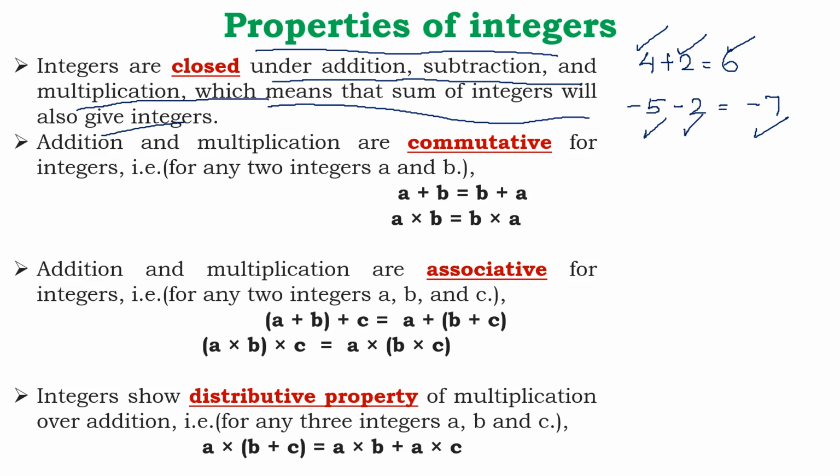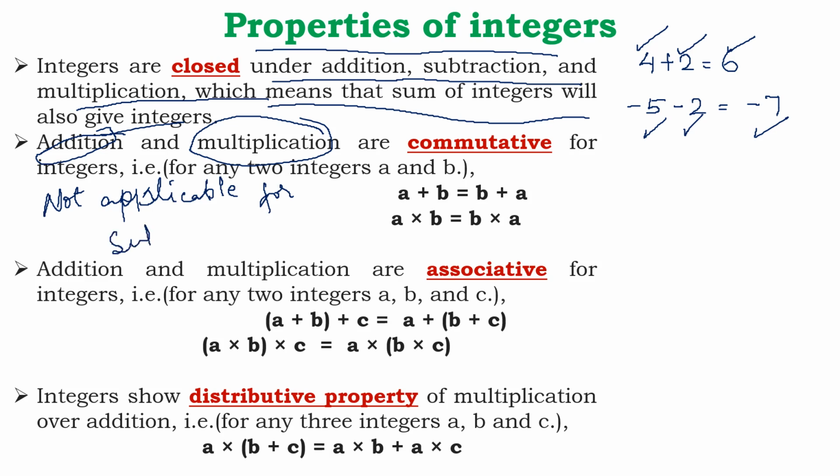Second property says addition and multiplication are commutative. This commutative property is only applicable for addition and multiplication because here we change the order and we get the same number. It is not applicable for subtraction and division. I will show you how.